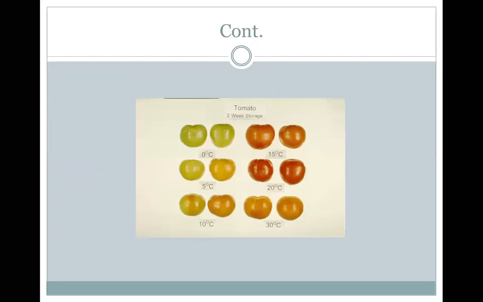This picture is showing storage of tomato at 0 degree Celsius, at 5 degree Celsius, 10 degree Celsius, 15, 20, and 30 degree Celsius. So this 15 to 20 degree Celsius is the optimum storage temperature for tomatoes. You can see that at 0 degree Celsius the color of tomato is green. At 5 it is somewhat reddish, then at 10, and the proper color develops at 15 to 20 degrees Celsius, right? And again at 30 degrees Celsius the color of the tomato is not good. So it means that even at the time of storage the temperature affects the storage of fruits and vegetables.